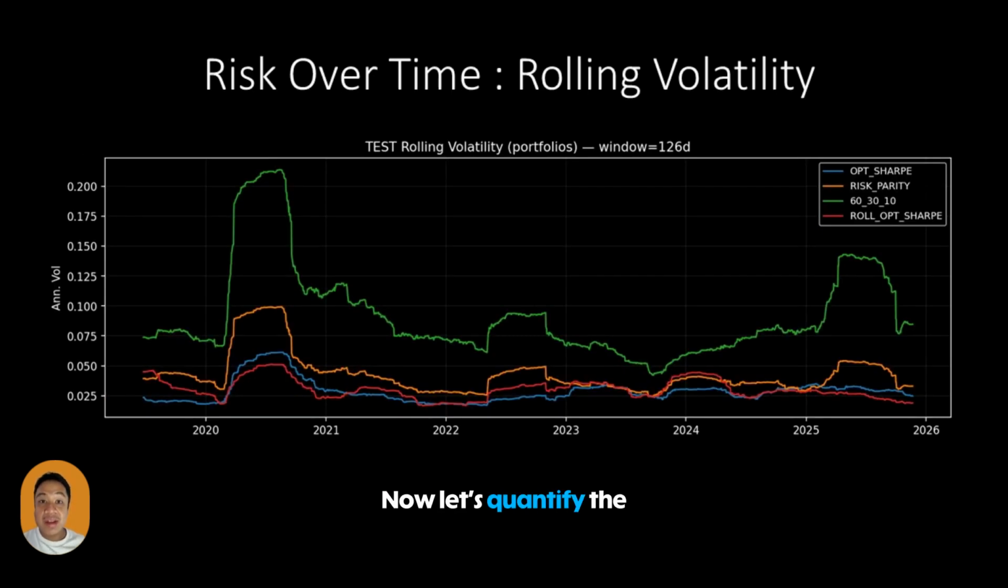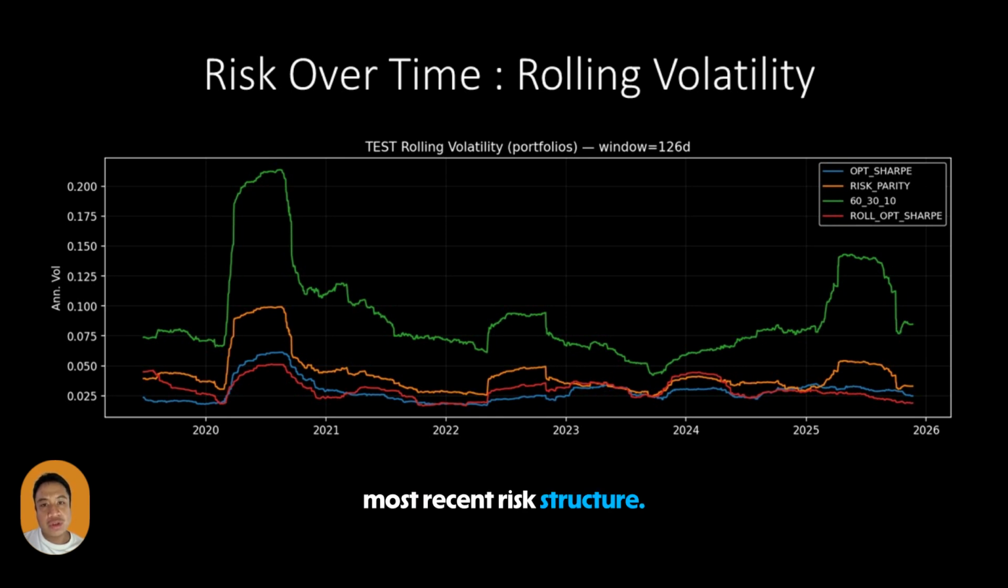Now, let's quantify the stability. Rolling portfolio volatility. This chart shows how portfolio risk evolves through time. In high-stress regimes, some portfolios experience volatility spikes. Others remain more controlled. This is also why a fixed-weight portfolio, even if it looks reasonable on average, can behave very differently when the market regime changes. Rolling methods aim to react to those regime shifts, not by predicting returns, but by rebalancing based on the most recent risk structure.